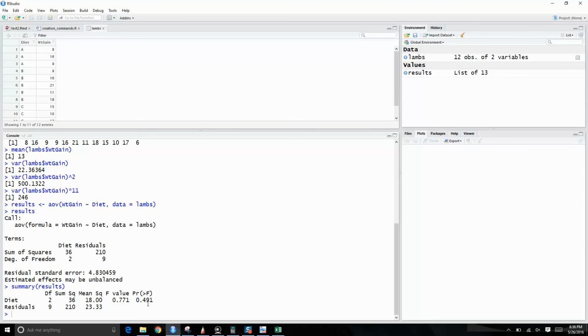Okay, why don't we take a break here, and when we come back, I'll talk about some of the other forms of ANOVA, some things to keep in mind for experimental design and whatnot.